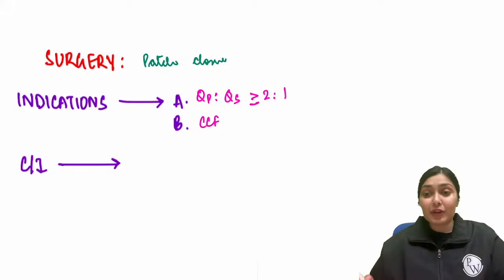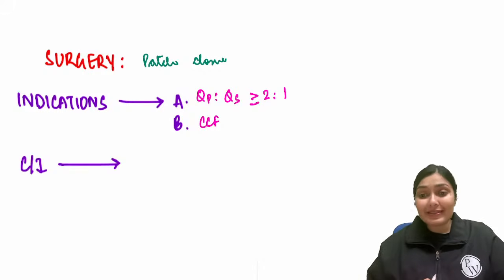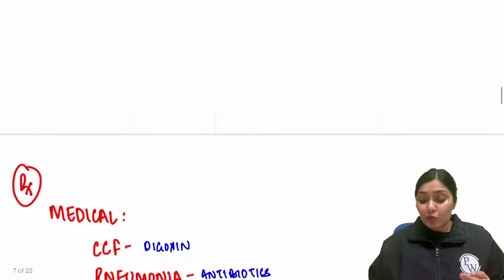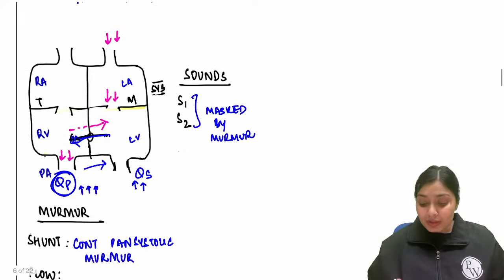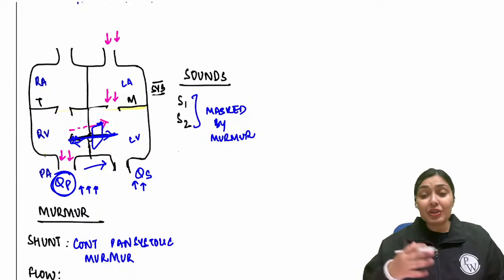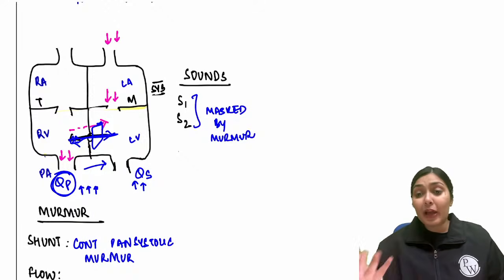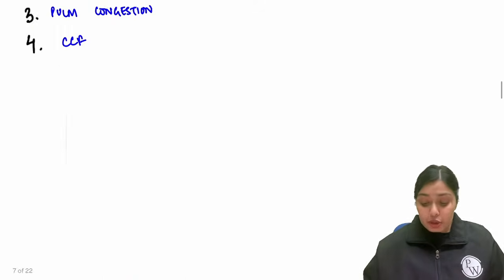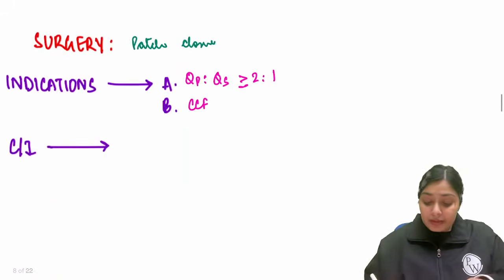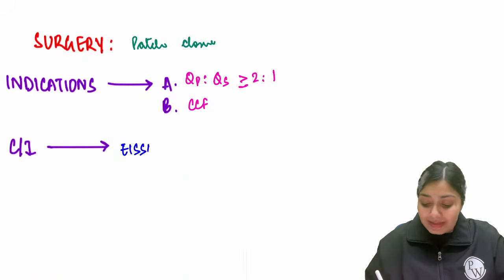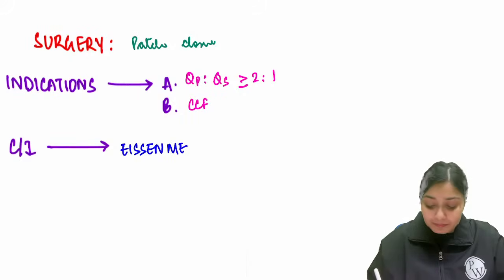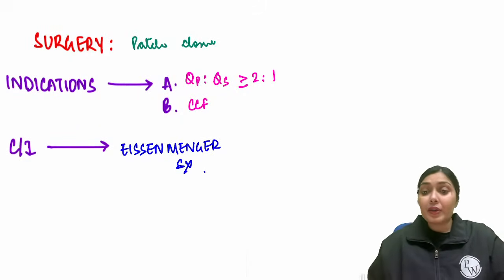Now they ask, what is the contraindication of this patch closure? Contraindication is Eisenmenger syndrome. Once the Eisenmenger syndrome has set in, you don't do the patch closure. If you do a patch closure in Eisenmenger syndrome, what will happen? The pressure dynamics have already changed, so this patch closure will fail. So contraindication is Eisenmenger syndrome. Once it has set in, you don't do the surgery. Right, so this is all about ventricular septal defect.